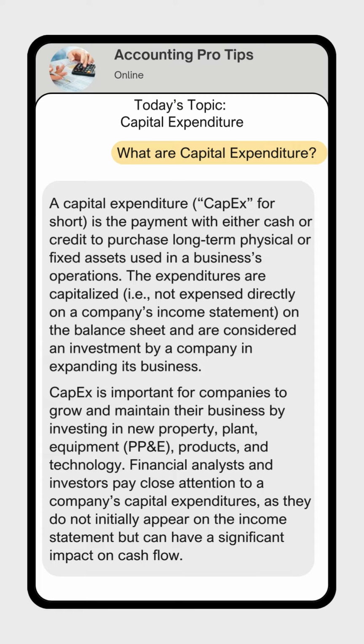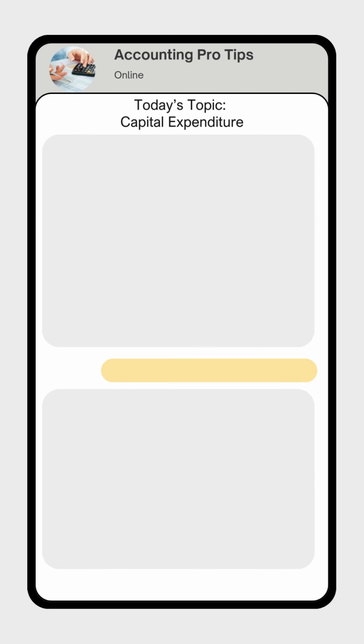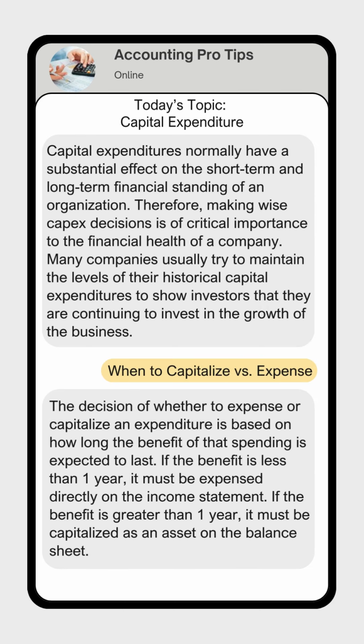CapEx is important for companies to grow and maintain their business by investing in new property, plant, equipment (PP&E), products, and technology. Financial analysts and investors pay close attention to a company's capital expenditures, as they do not initially appear on the income statement but can have a significant impact on cash flow. Capital expenditures normally have a substantial effect on the short-term and long-term financial standing of an organization. Therefore, making wise CapEx decisions is of critical importance to the financial health of a company.